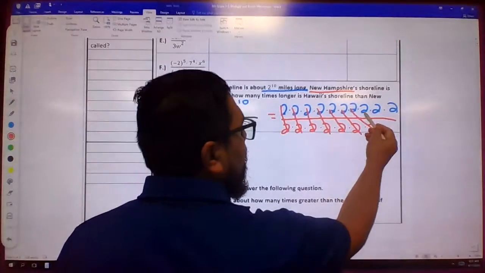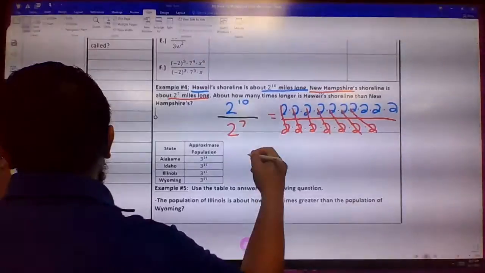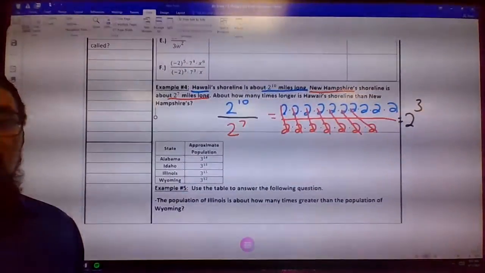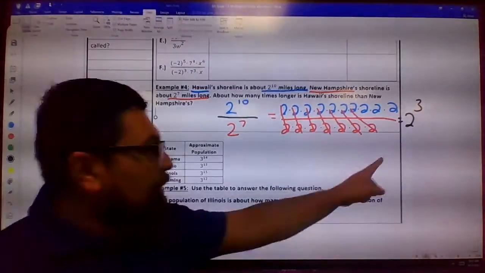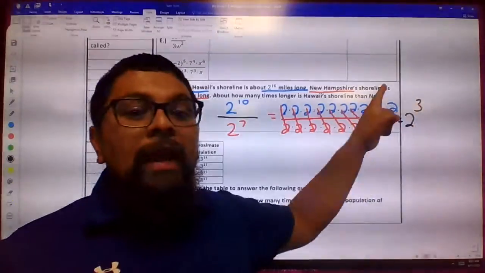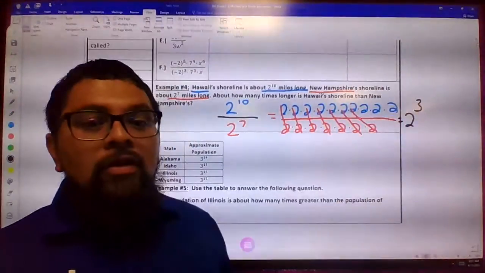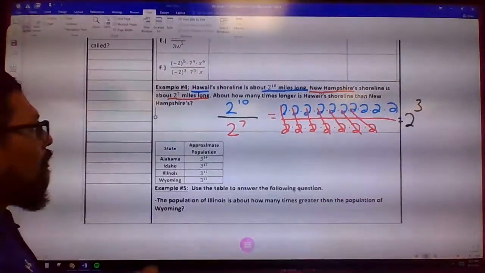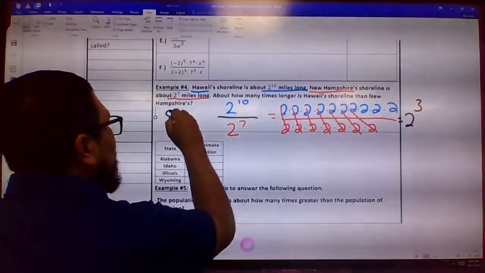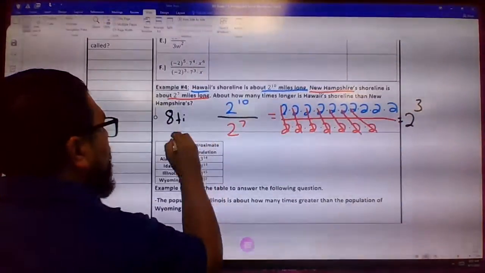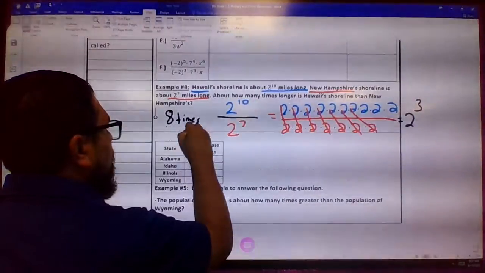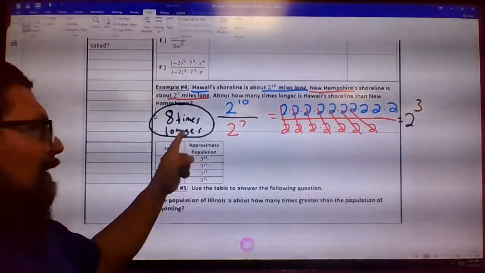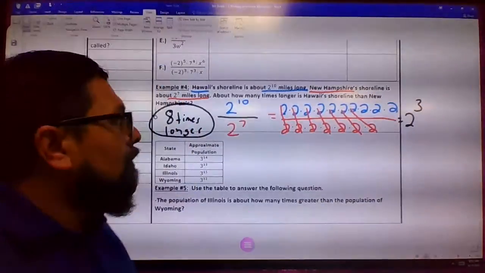How many do we have left? 3 of them. So this equals 2 to the third. So that's 2 times 2 times 2, yes? What's 2 times 2? 4. And then times 2, 8. So this is 8 times longer. So Hawaii's shoreline is 8 times longer than New Hampshire.